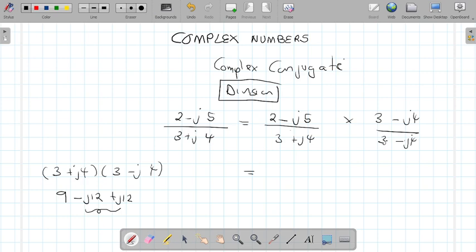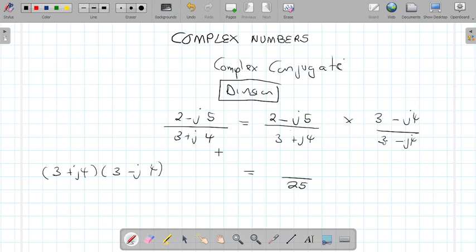Now you can see that this part is going to go to 0, and j4 multiplied by minus j4 gives minus j squared times 4 times 4, which is 16. Now j squared is minus 1, and minus 1 multiplied by this minus sign here, we're going to have positive. So we're going to have 9 plus 16, which is equal to 25. Great, so we've taken care of this part. We are going to have 25 at the bottom.